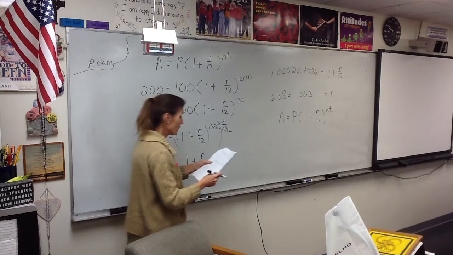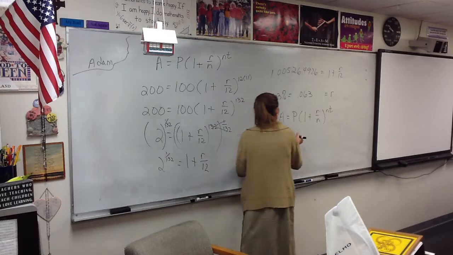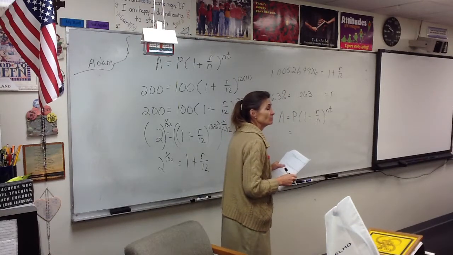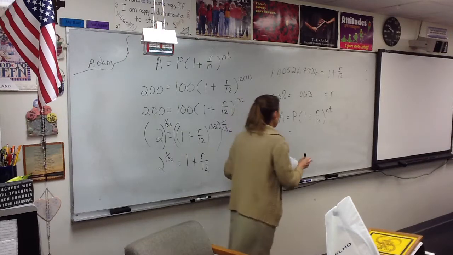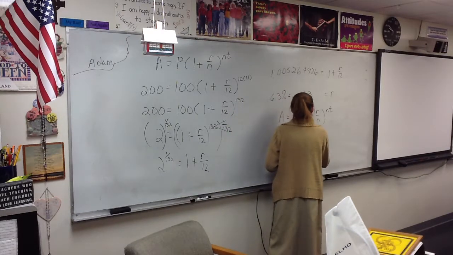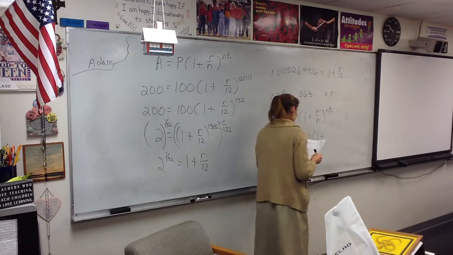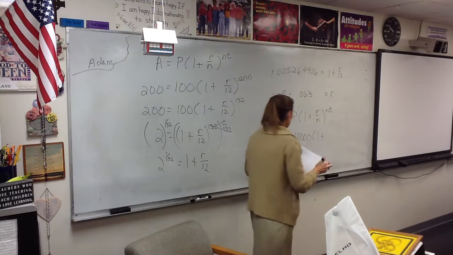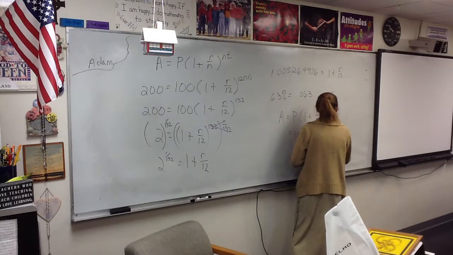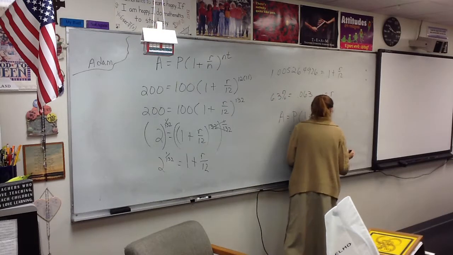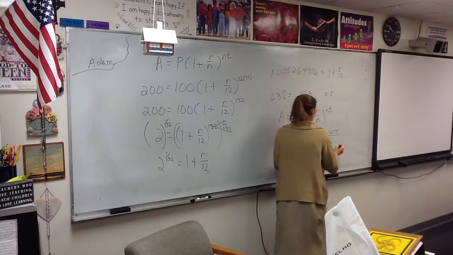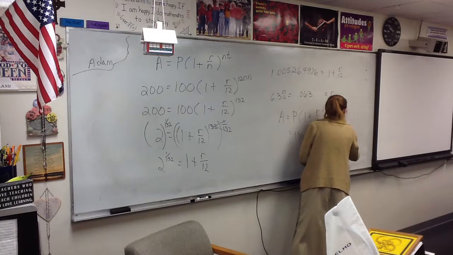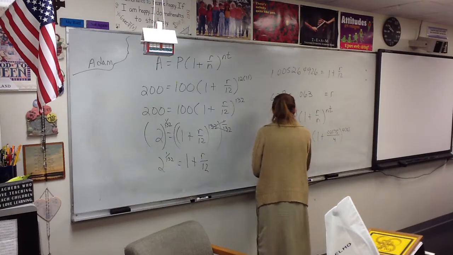All right, so what am I going to put where? Where does the 10,000 go? In the P spot. Where does the 2.175 go? R. But it goes in as 0.02175. What's n? 4. What's t? 12. A is what I'm solving for.